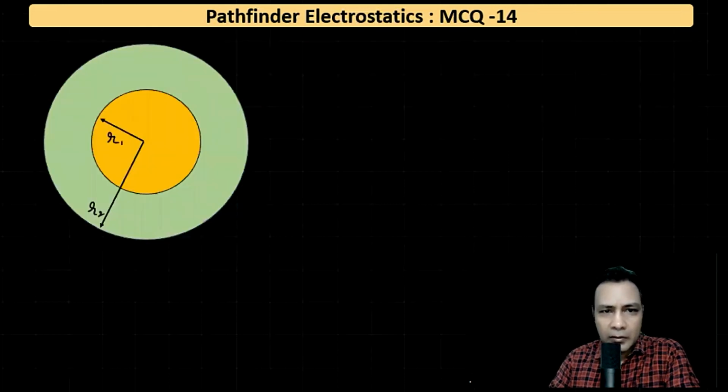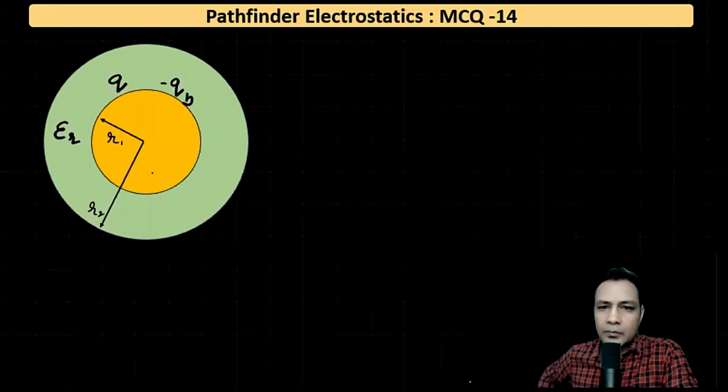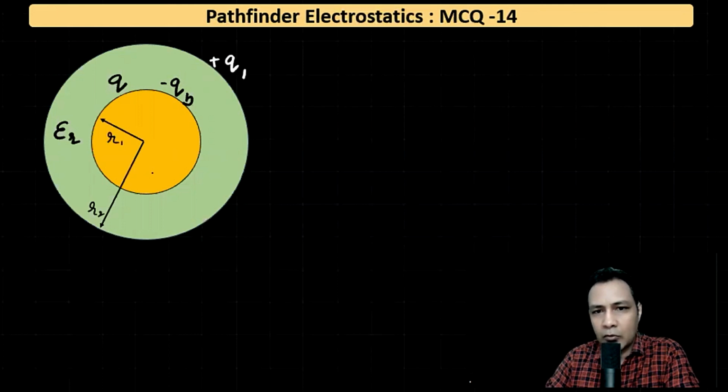So as described in the question, this is a conductor of radius R1 surrounded by a dielectric layer up to radius R2. Dielectric constant is epsilon R. Conductor is given a charge Q. Obviously, charge will reside at the outermost surface. Because of polarization, some bound charges will appear here. Suppose the bound charge appearing here is minus QB, and this dielectric is neutral, so net charge has to be 0. So an equal and opposite bound charge, plus QB, will appear at the outer surface.